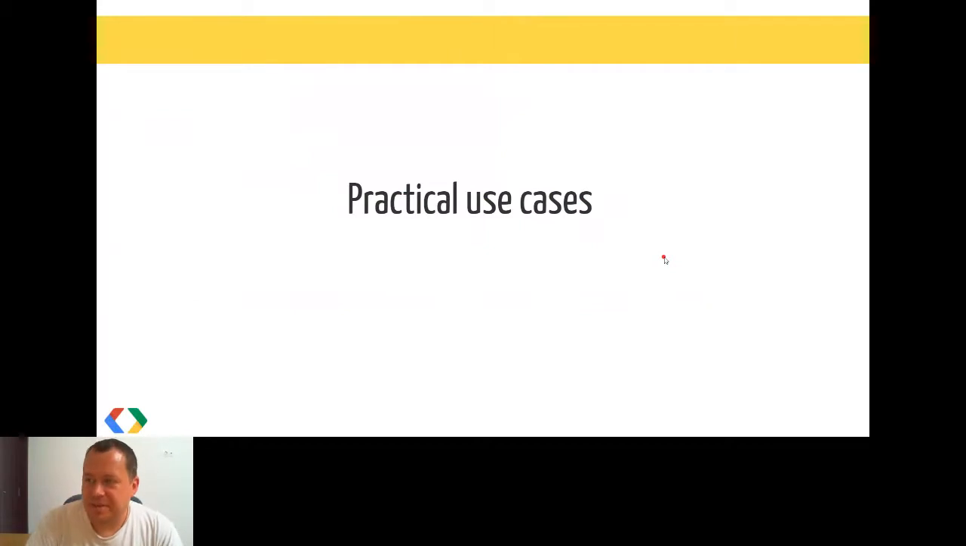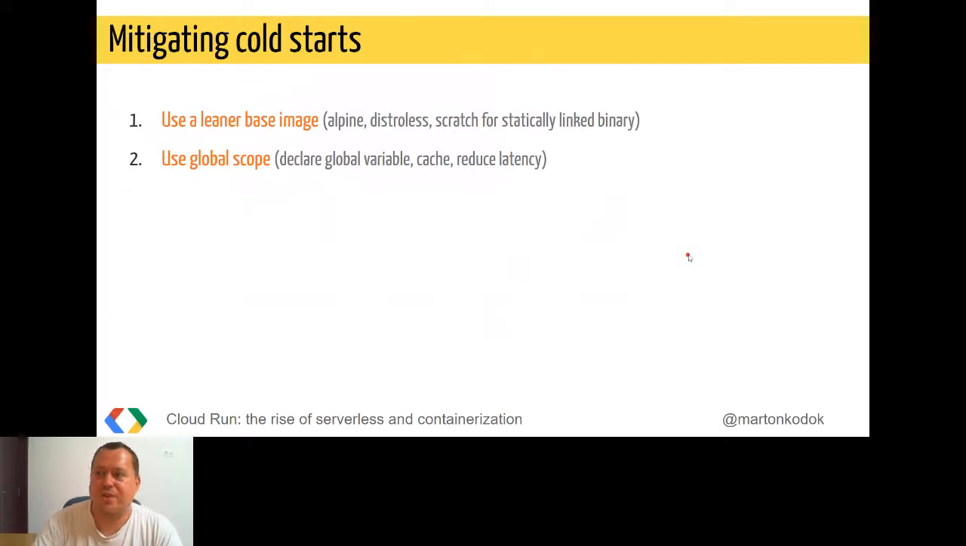Practical use cases. Let's see how practical use cases answer some of the problems and why Cloud Run is the king of the serverless and rise of the serverless over containers. So when we talk about cold starts, we want to mitigate the cold starts as far as possible. You can, for example, achieve that by using a leaner base image. You can choose Alpine, distroless, or even a statically linked binary inside your containers.